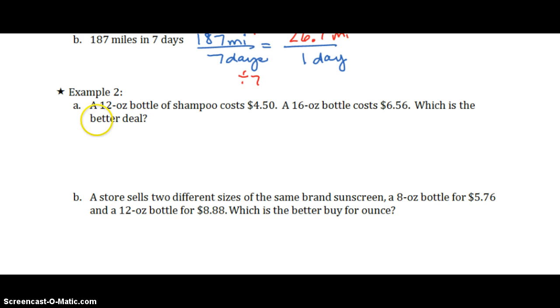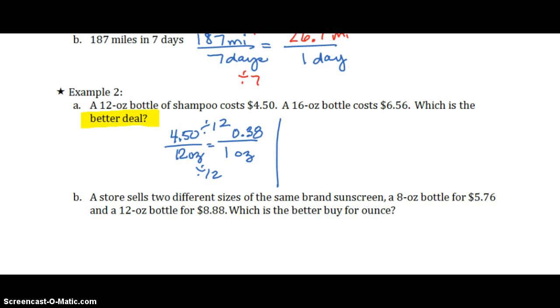Our next problem is what we call a comparison or a better deal problem. We want to figure out which is most economical. We're shopping at the store. A 12-ounce bottle of shampoo is $4.50. A 16-ounce bottle is $6.56. So is the bigger bottle the better buy? That's the question. So we'll take $4.50 divided by 12 ounces. So per 1 ounce, what does it cost? We'll have to divide the top and the bottom by 12. $4.50 divided by 12 is 0.38, so it's 38 cents per ounce.